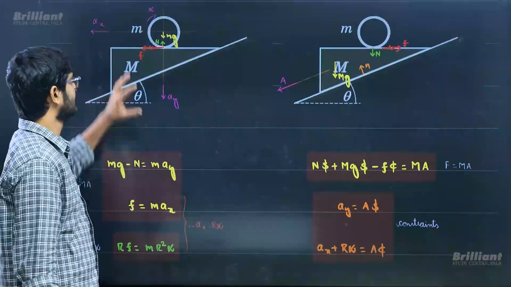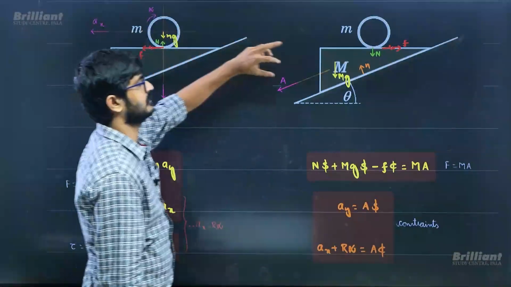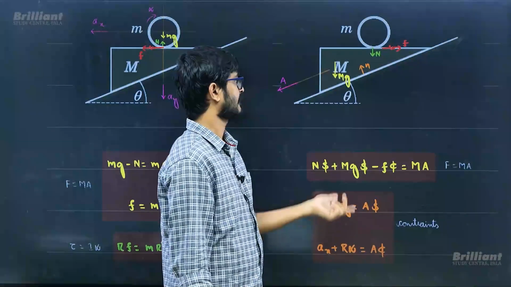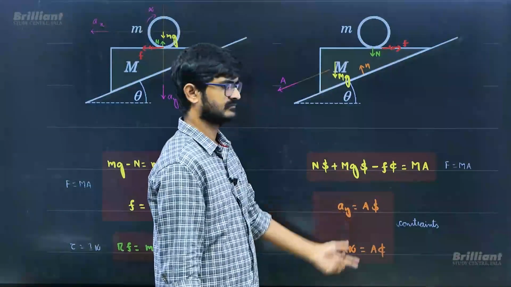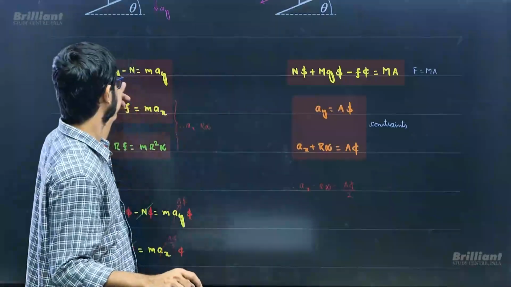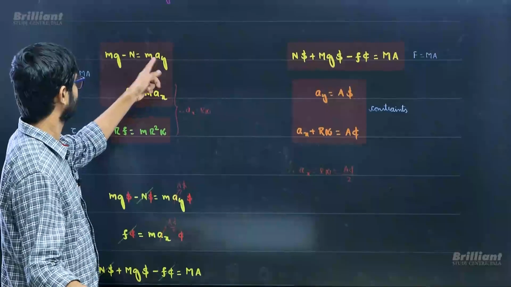We will be writing 2F equals ma, 1 torque equals I alpha. We will be writing 1F equals ma. We could have written 2F equals ma. And the constraints. Now we need to solve it. So what I did, I have taken this equation: mg minus N equals m into ay.